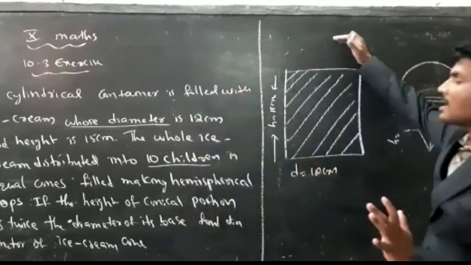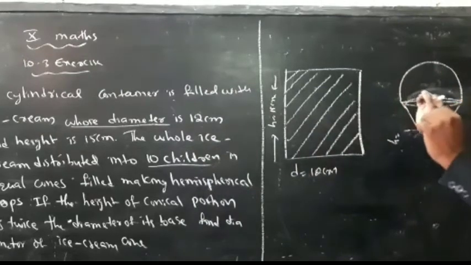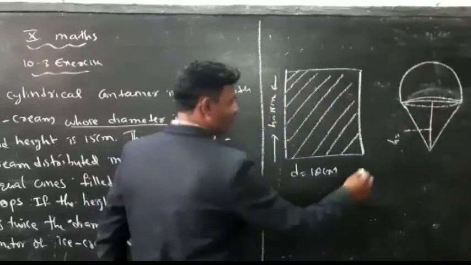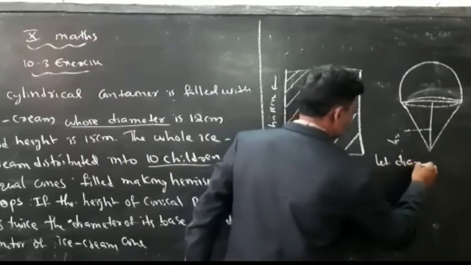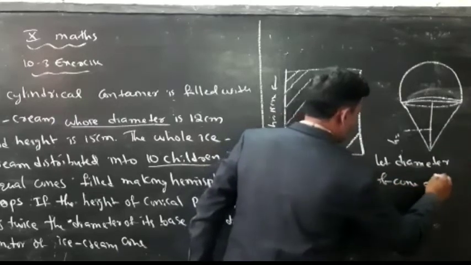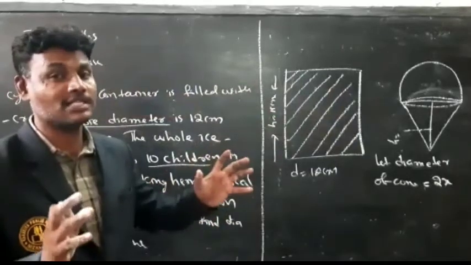Here is one cylindrical container filled with ice cream. That ice cream is distributed to 10 children by making a hemisphere and cone. The height of the cone is twice the diameter of the cone. You have to find the diameter of the cone. So okay, here let the diameter of the cone be 2x.